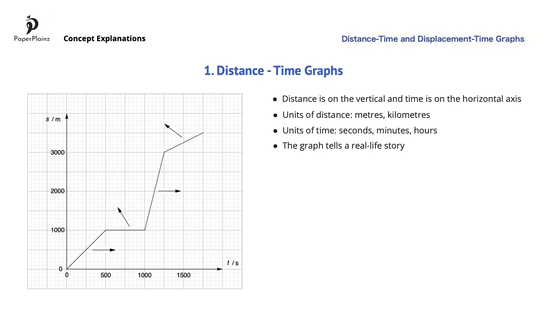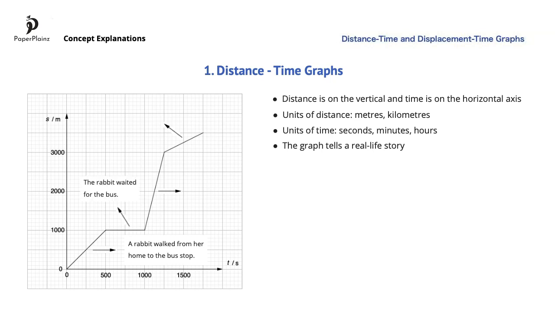The first segment tells us that the rabbit traveled 1000 meters in 500 seconds. Here, the rabbit walked from her home to the bus stop. The second segment is horizontal, which means that the rabbit did not cover any distance during this time, which means that she was probably waiting for the bus to arrive.